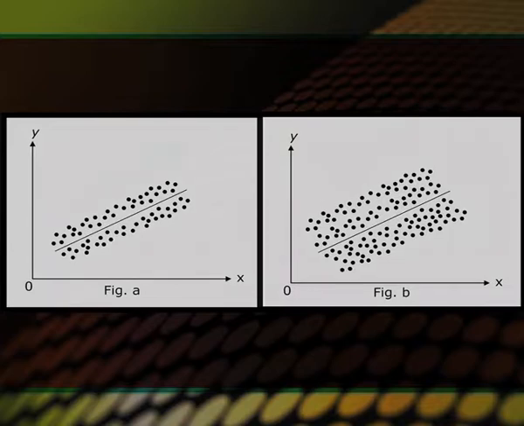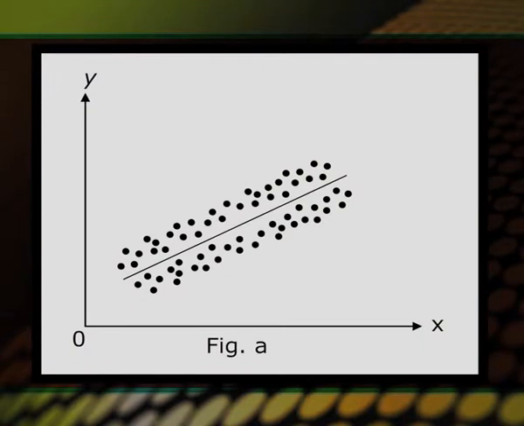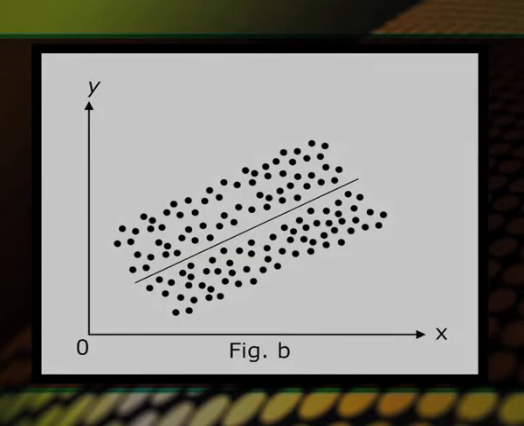In figure A, the points in the scatter diagram are closely scattered around the regression line. So it's logical to assume that an estimate based on this relationship will be more reliable than an estimate based on the regression line shown in figure B, where the spread is much greater. Therefore, if we had a measure of the extent of the spread or scatter of the points around the regression line, we would be in a better position to judge the reliability of estimates using the line.